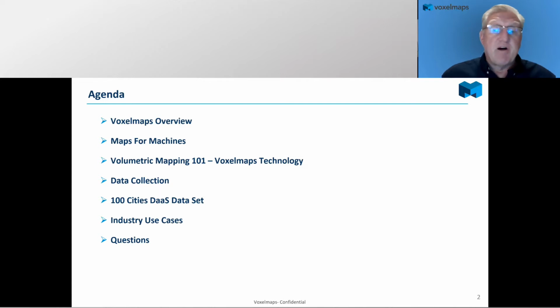A little bit of volumetric mapping 101. Again, it's somewhat unique to a lot of people. A lot of people don't know what voxels are and how they can be used, and we're going to dig into that. We'll talk about our data collection tools and systems and the process that we follow. An exciting topic today will be a briefing on this 100 cities DAS data set that we're embarking on, a very extensive data collection across the U.S. I'll come back on and we'll review some industry use cases, and then we have questions.